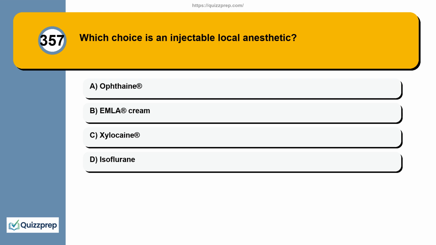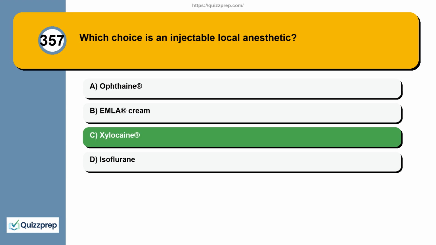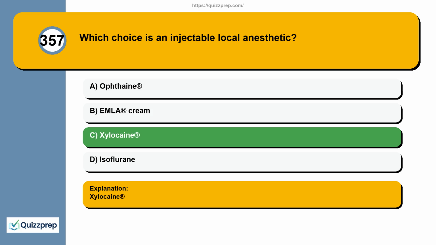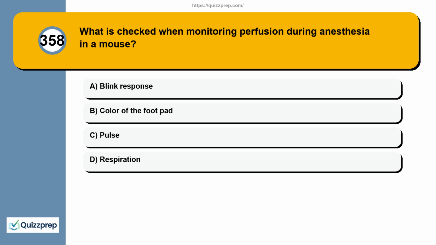Question 357. Which choice is an injectable local anesthetic? Option A. Ophthane. Option B. EMLA cream. Option C. Xylocaine. Option D. Isoflurane. The correct answer is option C. Xylocaine.